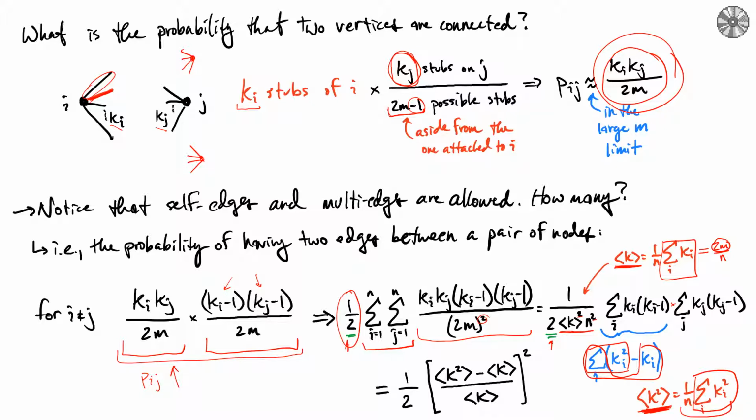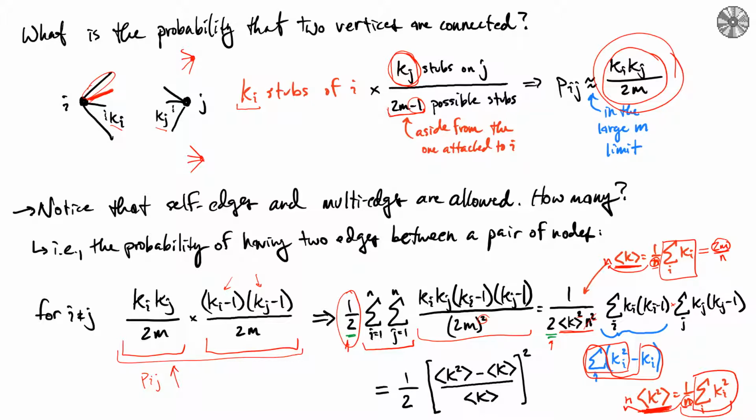The only things that are left are these 1 over n terms, which cancel with these 1 over n squared here, because we multiply this n over to the other side. That's what we're plugging in, and so those n terms cancel this n squared. That leaves us with this term: the second moment minus the average degree, over the average degree, all squared.